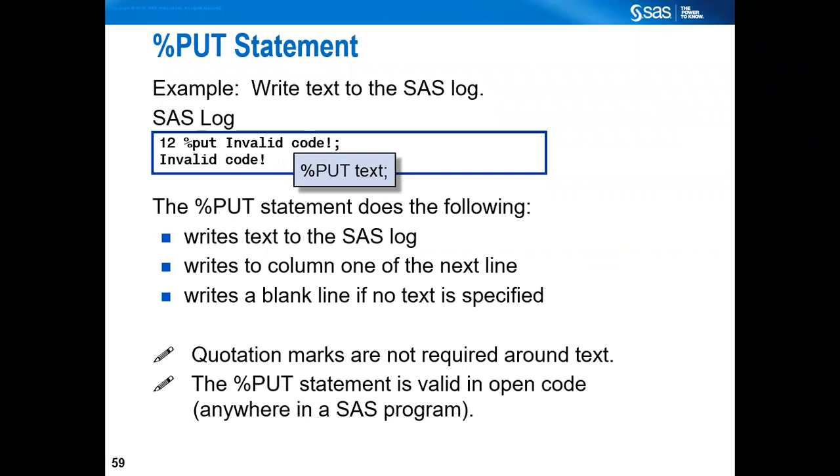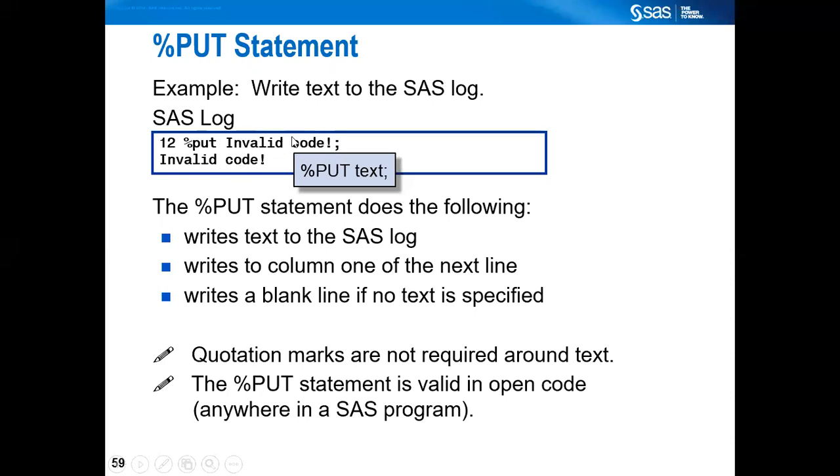When you are creating a macro variable and you want to check its value, we use the %put statement. Put is a statement or keyword where you see values in the log. That is why in macros we use %put to check the value of the macro variable being created. It writes text to the SAS log, writes to column one of the next line, and writes a blank line if no text is specified. Quotation marks are not required around the text when you write it this way. See, it's simple text.